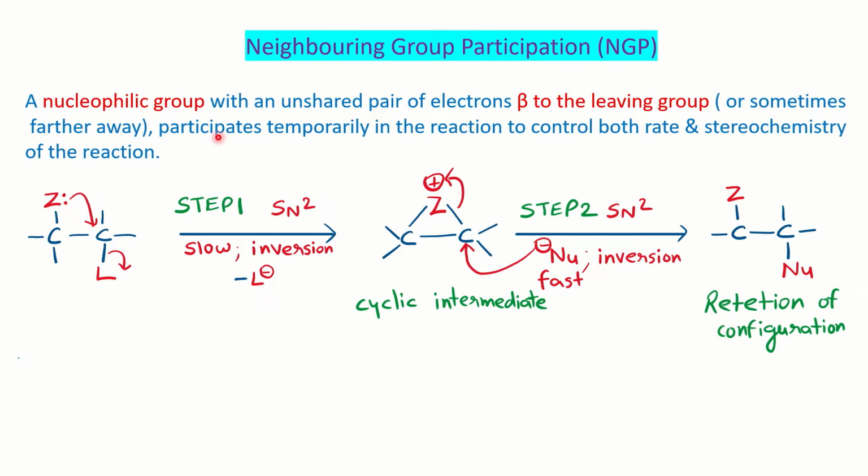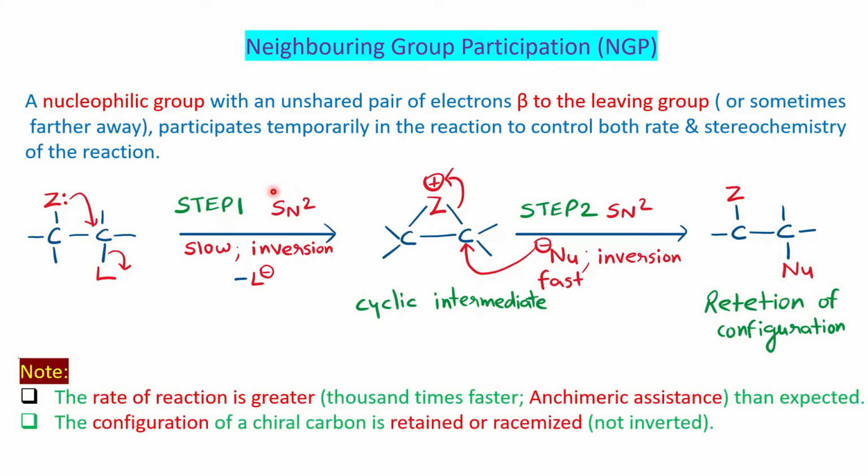And that's the definition. So this Z group participates temporarily and controls the rate and stereochemistry of the reaction. Normally if you have the SN2 mechanism, that gives you inversion of configuration, while here in NGP you get retention of configuration.